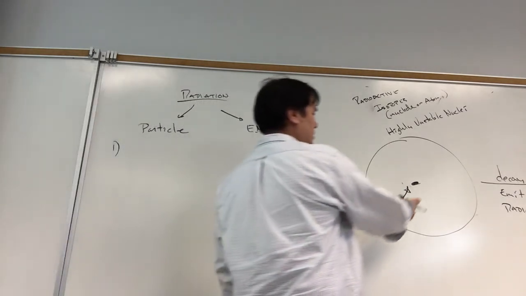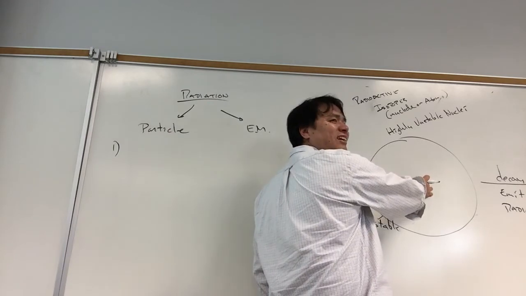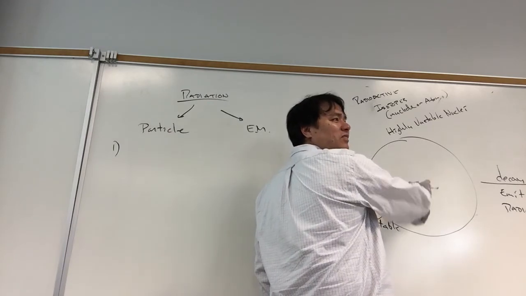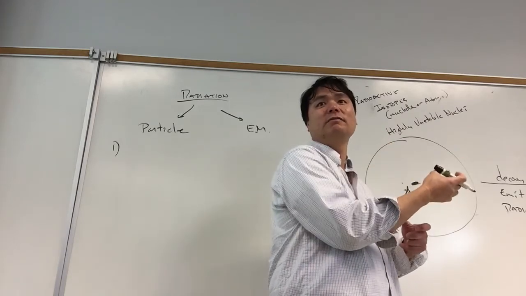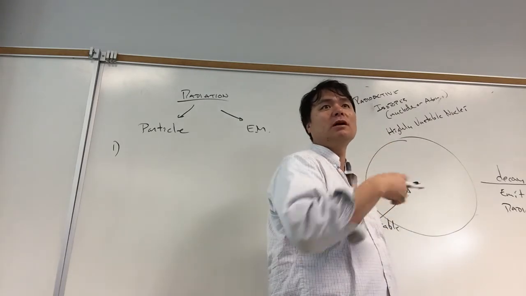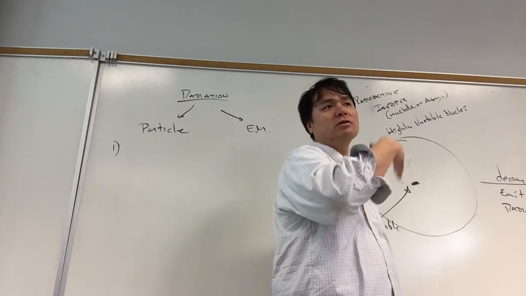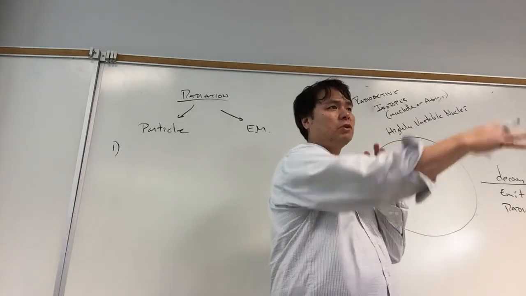And so an actual particle being emitted, well, we're thinking about this. Well, this nucleus is unstable, right? So maybe it doesn't have enough binding energy, so maybe part of it breaks off. And so let's say two protons and two neutrons break off the nucleus.